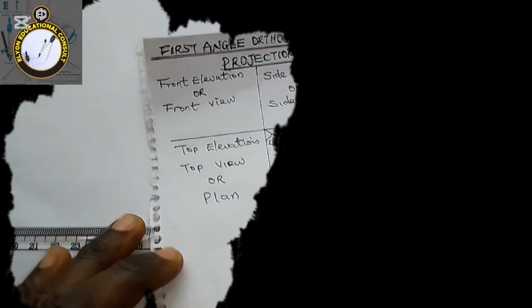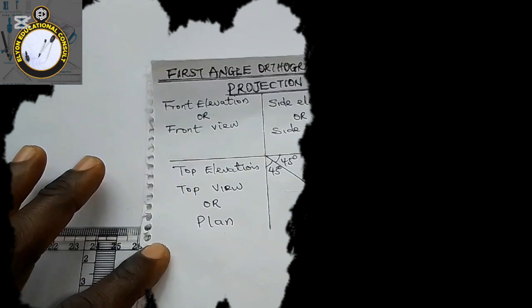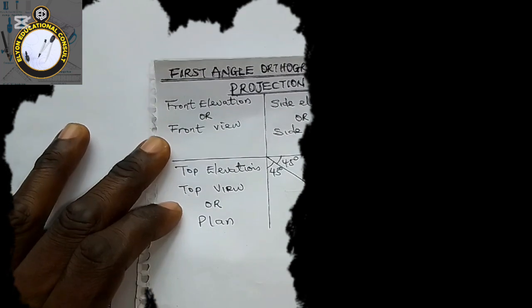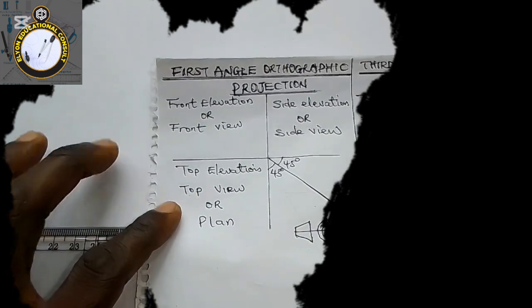In this video, we are going to be solving questions on orthographic projection. We can either draw in first angle orthographic projection or third angle orthographic projection. All you need to know is the layout of projection, either in first angle or third angle orthographic projection, like we have here. This is the layout for both first angle and third angle orthographic projection. So you need to know the difference between them.